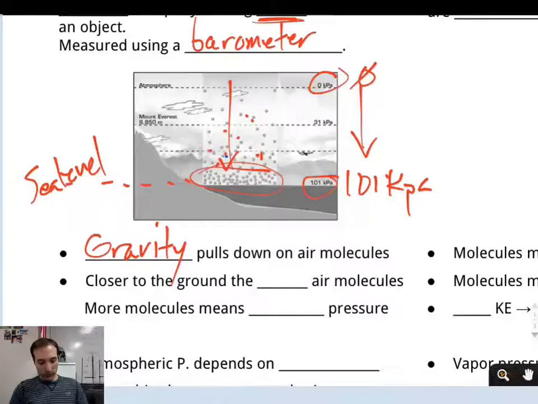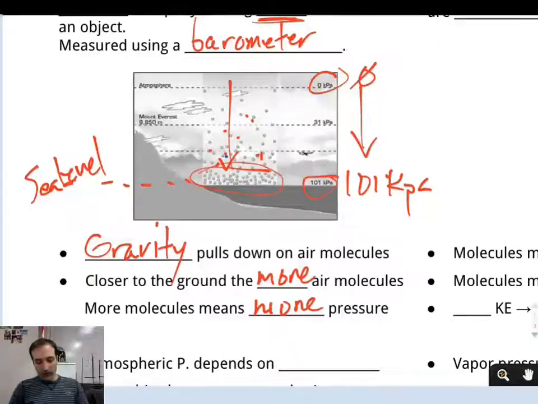So we have more air molecules down here, and because closer to the ground you have more air molecules, that means you're going to have more collisions, right? Which means that you're going to have more pressure. So more air molecules means more pressure, and because gravity is forcing most of the air molecules down close to the ground, you have a higher pressure closer to the ground than you do up high.